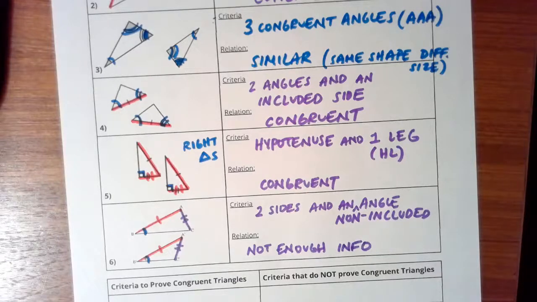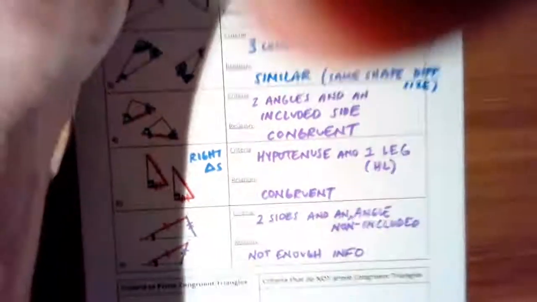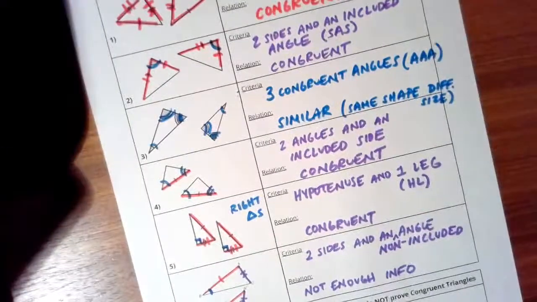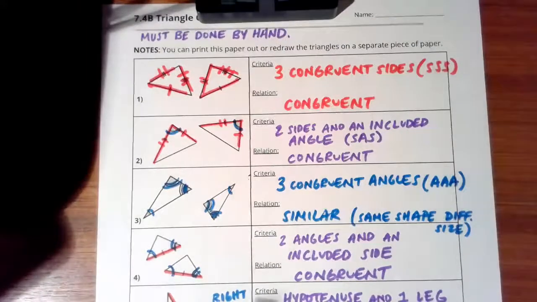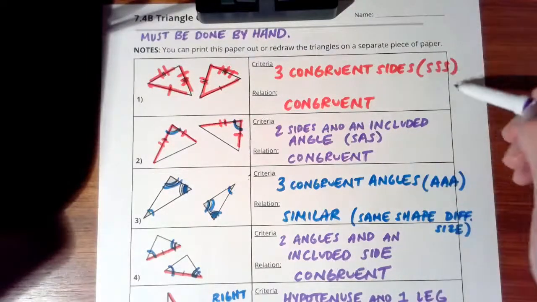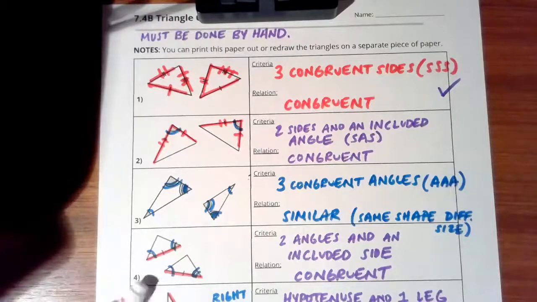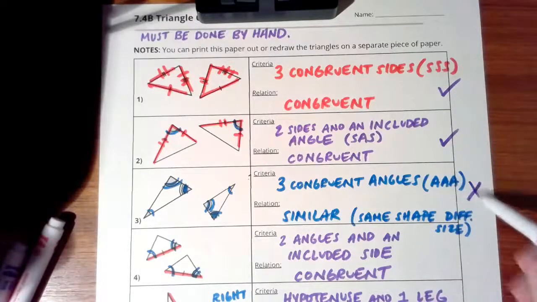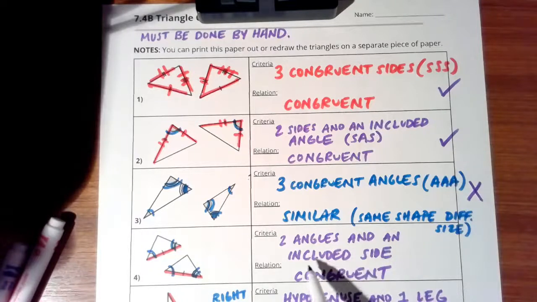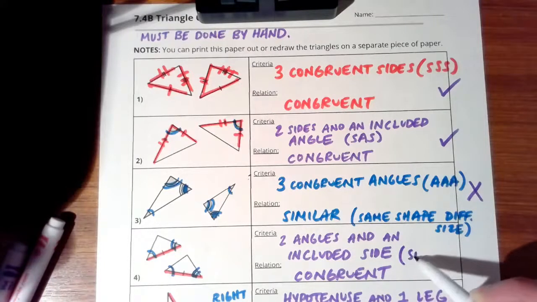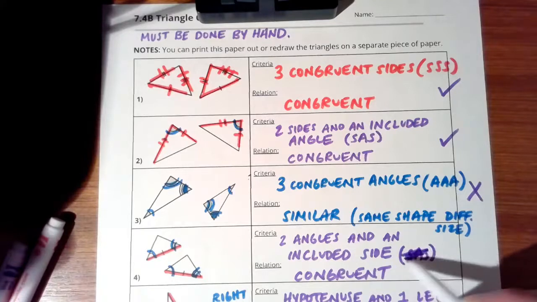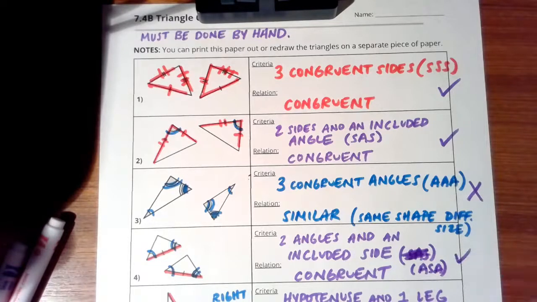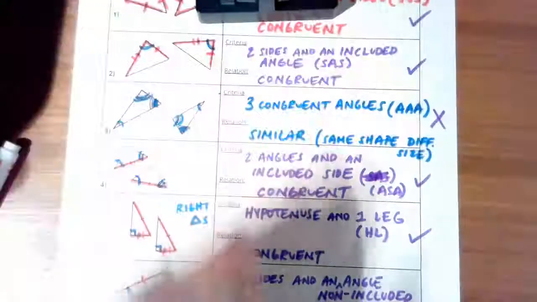Okay, so let's summarize. Which ones prove congruence and which ones don't? Okay, so 3 congruent sides, that proves congruence, and 2 sides and included angle, that does. 3 congruent angles, no, that's similar. 2 angles and an included side, or SAS, sorry, ASA, that works. Hypotenuse leg, that works. 2 sides and a non-included angle, that one does not.